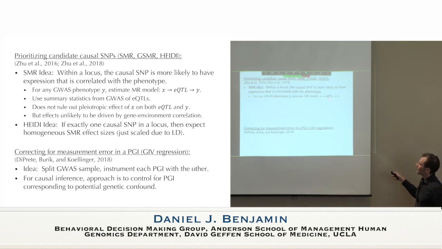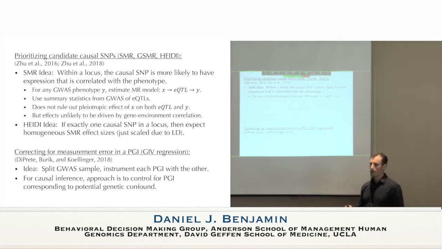So these are the eQTLs Andrea talked about, these expression quantitative trait loci. They tell you how much expression you're seeing. There are GWAS of these eQTLs. So you look at how much the genotype is related to expression, and then you can use the results from those GWAS to do this two-sample MR.